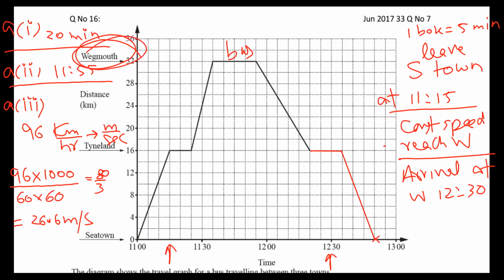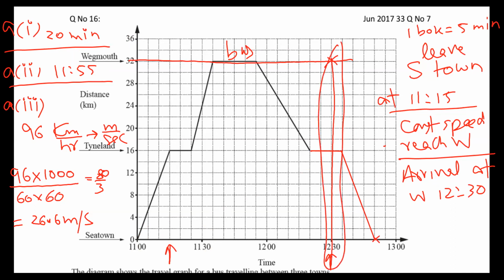Town W is at the top. So this is the line of W, and please see here, they meet here. Repeat again. This is the line of W town, and this is the line of 12:30. They meet at this point. So what is my plan here? This point and this point I will join directly.